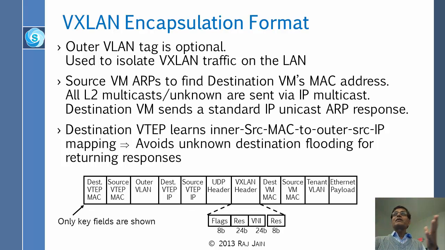So they don't have to ARP. Only once you ARP to the other side and they send you a response, then you know their IP address, and so on and so forth, right? Anyway, the switch learns that, and so the switch can then send it to the right place.